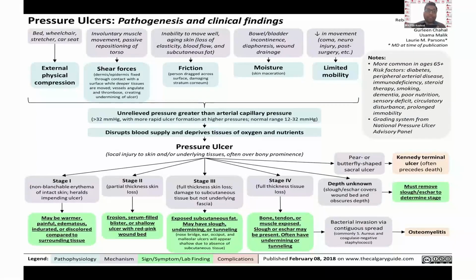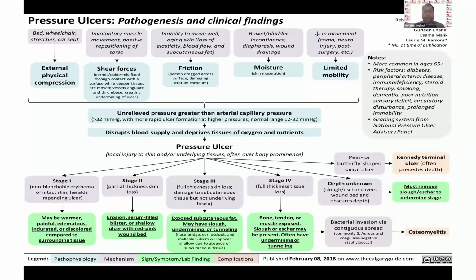So the bed and wheelchair stretchers or seat is an external physical compression. An involuntary muscle movement and passive repositioning of the torso causes a shear force, that is, the dermis and epidermis are fixed through contact with the surface while deeper tissues are moved. So this harms the dermis and epidermis. Third point is inability to move well, as in aging skin, loss of elasticity, blood flow, and subcutaneous sweat. That is causing a friction loss.